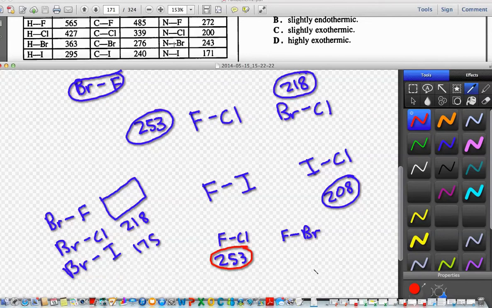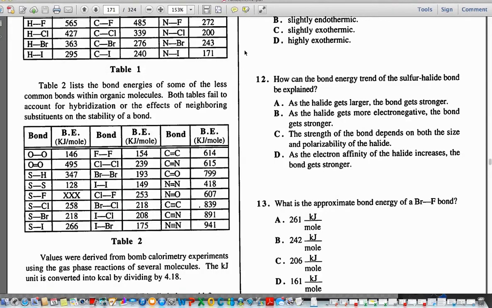So the BrF bond must be greater than 218, but must be less than 253. Now that we've got that bookended, let's look at our answers. Got to be B. It's the only thing that makes sense. So for 13, that will be B.